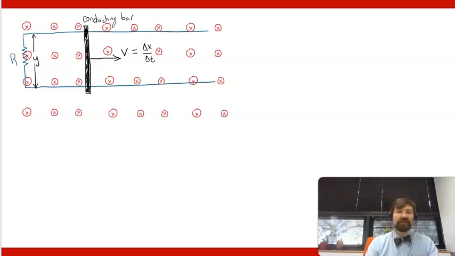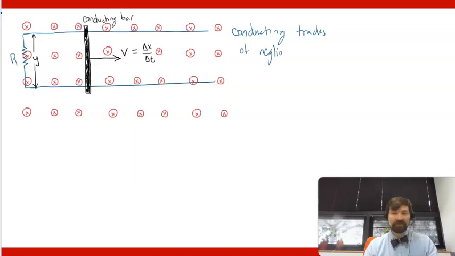The resistor that connects the end of these tracks is merely taken to have a resistance large compared to that of the tracks. So we have conducting tracks, and we could say maybe they have negligible resistance, and maybe the bar does as well. And so essentially the main resistance is here at the end.